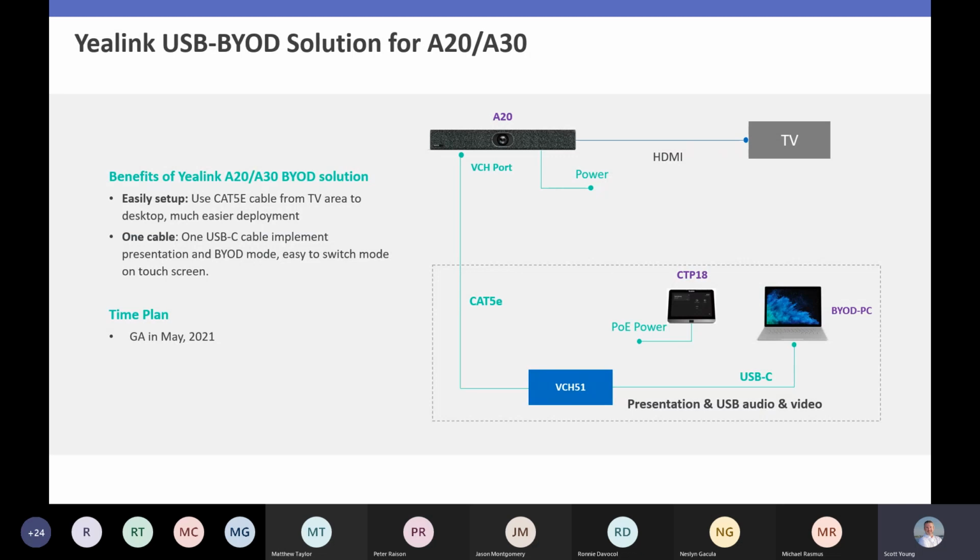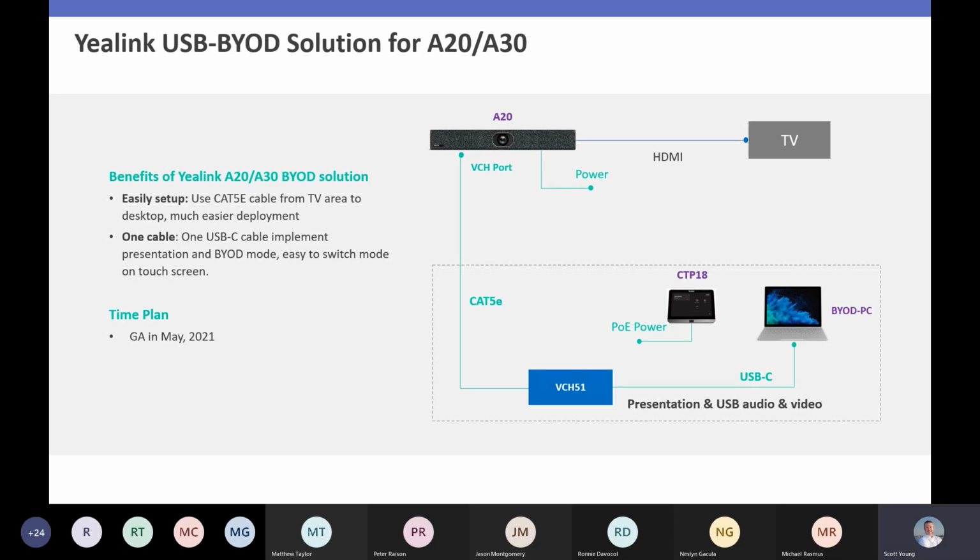All right, so another cool feature that's coming very soon for the A20 and the A30 is the ability to run the A20 and A30 as a BYOD solution as well. What this means is we still have that built-in Android where we can run a native Teams meeting, but then we also have the ability, via a third-party box, which is a Yealink VCH51, to use the camera, mic, and speaker on the A20 as a BYOD solution connecting to a PC. So we now get the best of both worlds.